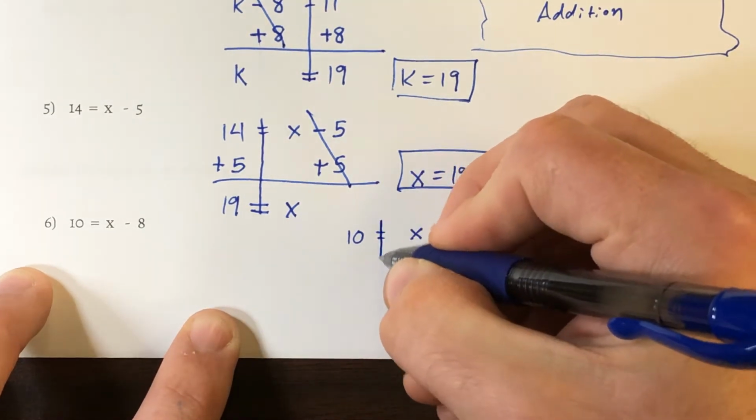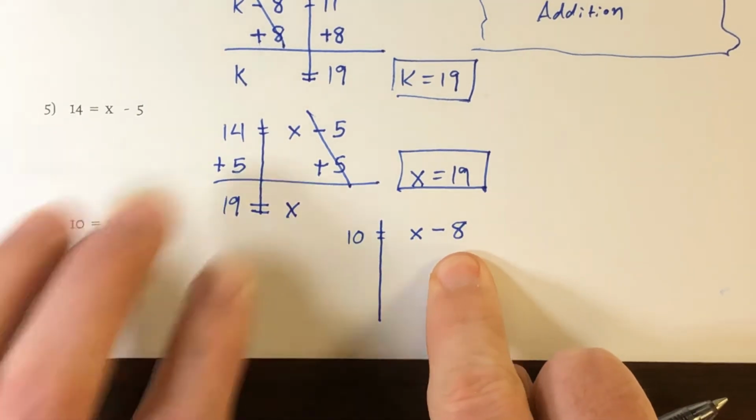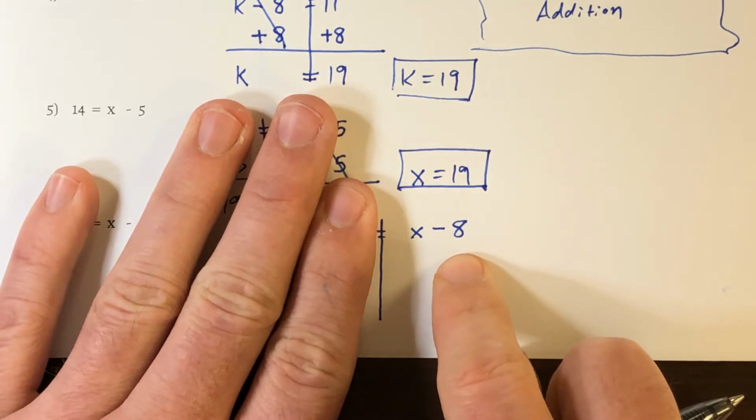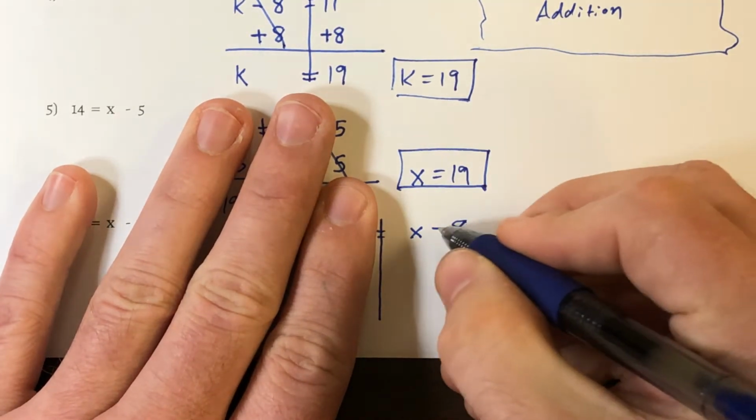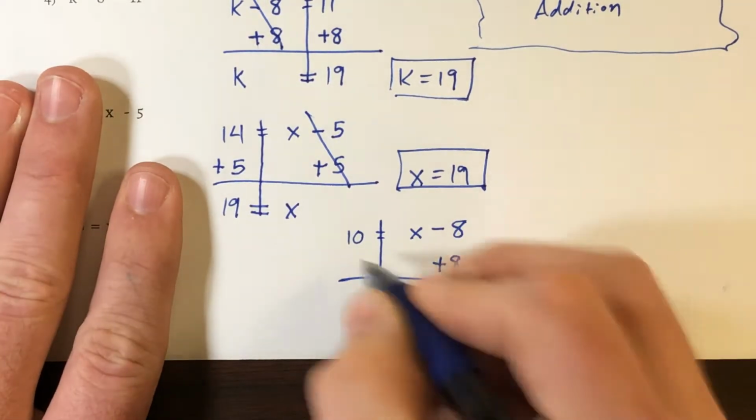All right, so our goal is to get the letter by itself. So what do I need to get rid of? I need to get rid of that minus 8. It needs to go away. It's bothering us. So what's the opposite of minus 8? Plus 8. What you do to one side, do to the other.